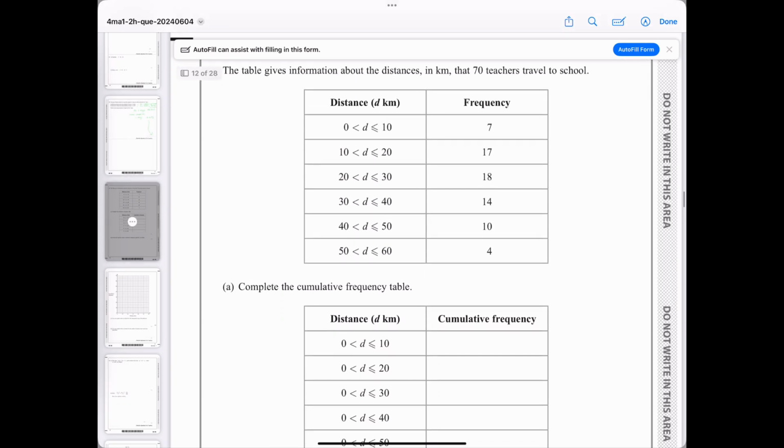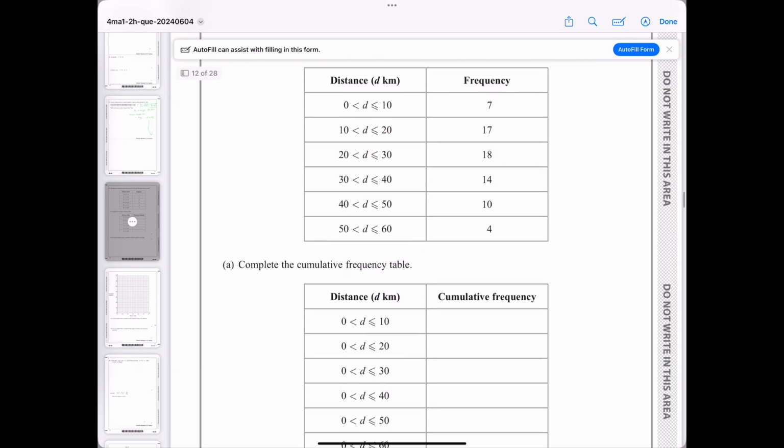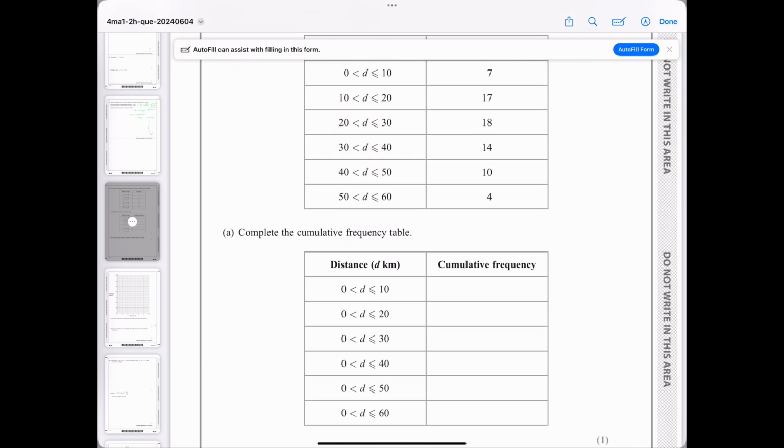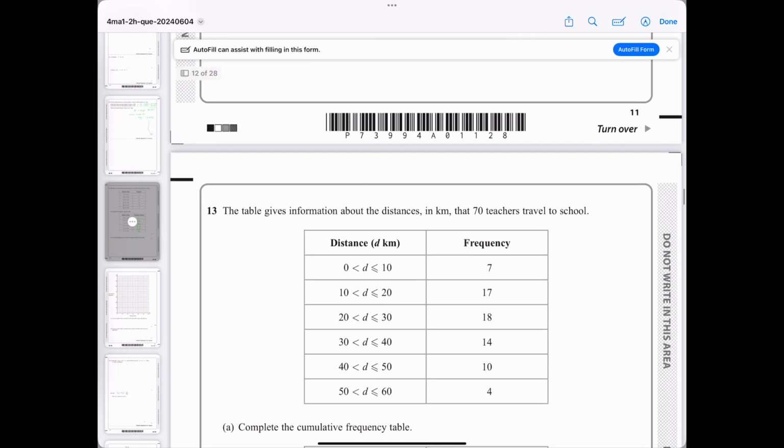Right, the table gives information about the distances in kilometres that teachers frequently travel to school. So let's make a cumulative frequency. It just means add the numbers as you go along. So 7 travel between 0 and 10, and then 17 between 10 and 20, so we'll make that 24. 18 between 20 and 30, so 18 plus 24 is 42. And then 14 between the next one, so that would be 56. That's 66, and that's 4 added on, that's 70, which is good because I think we've got 70 teachers.